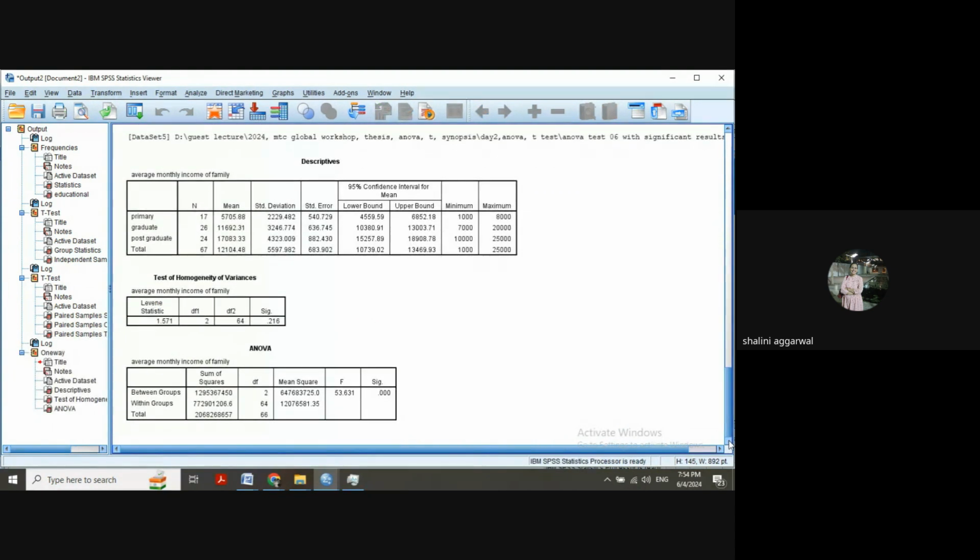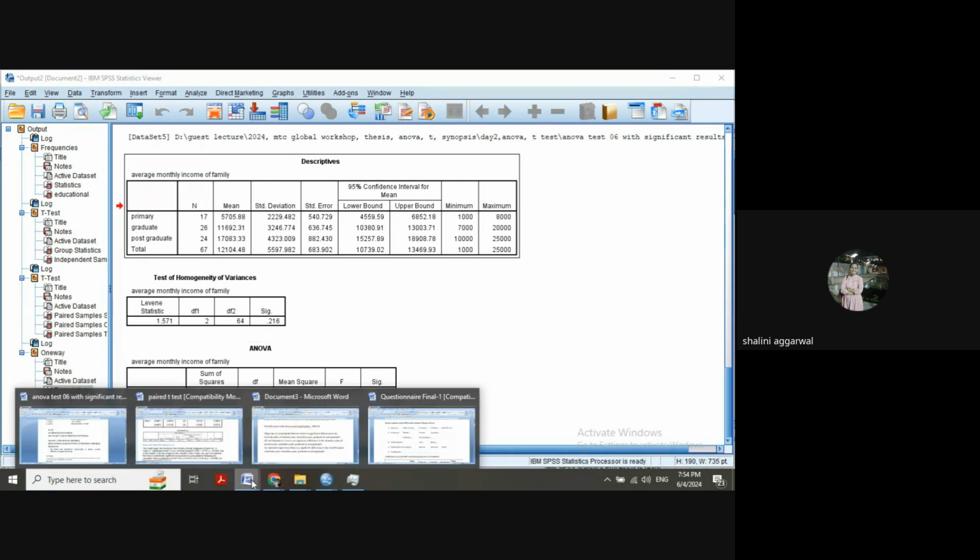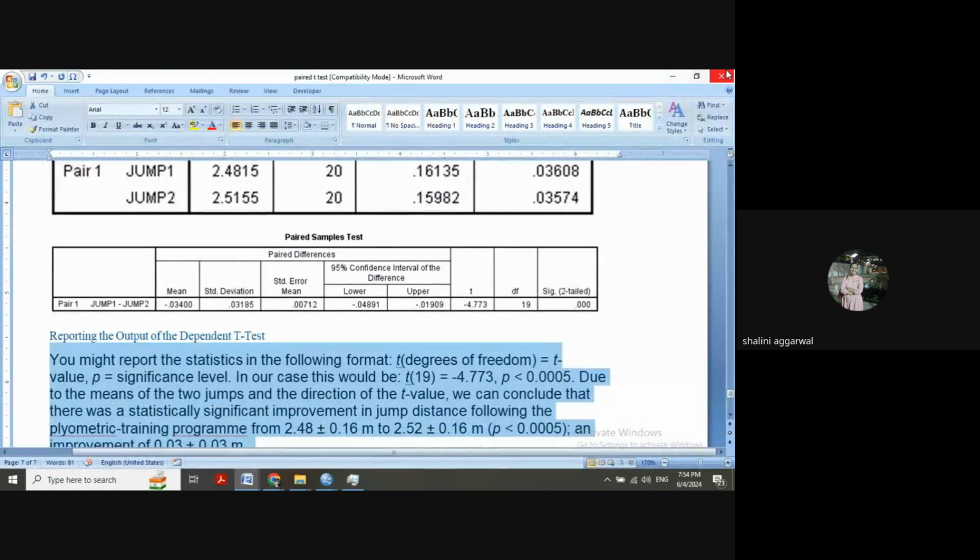Just give me a minute. Okay. So this is the first table that is called the descriptive table. Let me put it into this thing. Let me close the extra files over here.